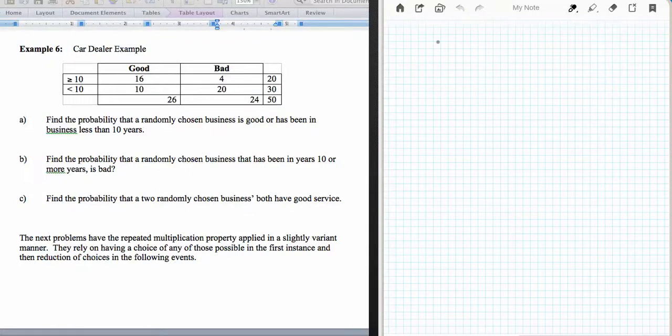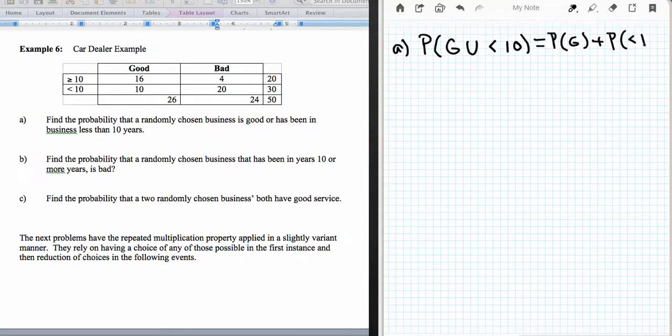All right, so hopefully you took the opportunity to finish this car dealership example, and we have the first one: the probability that a randomly chosen business has good service, or, that's a union, has been in service less than 10 years. So we'll do less than 10 here. And this, remember, is a compound event. This is the probability of good service, plus the probability of less than 10 years of service.